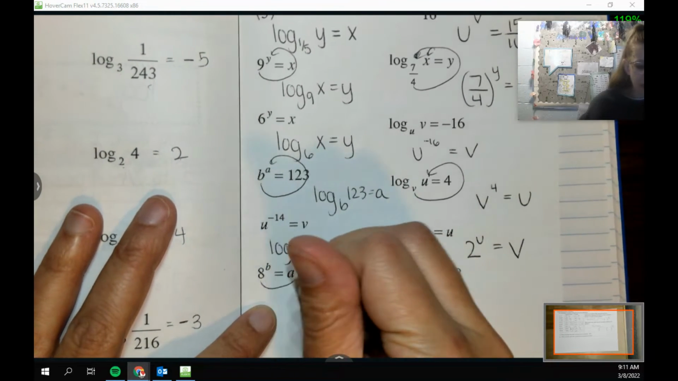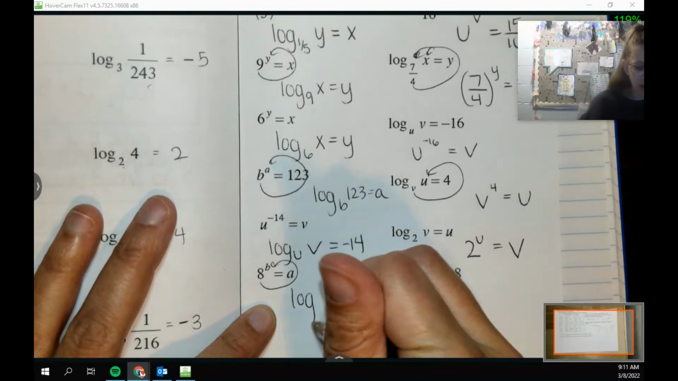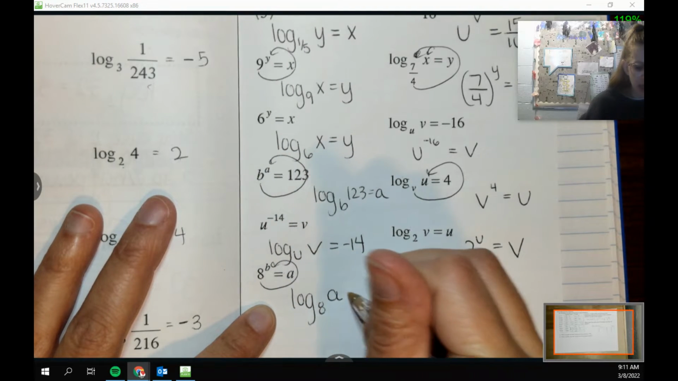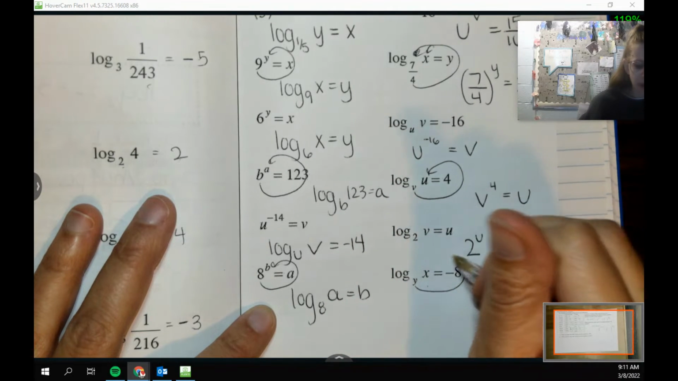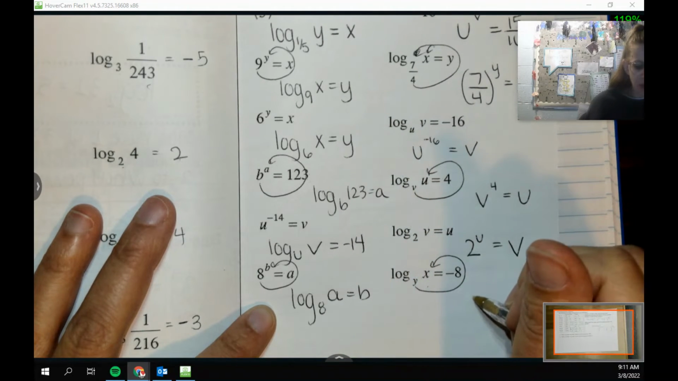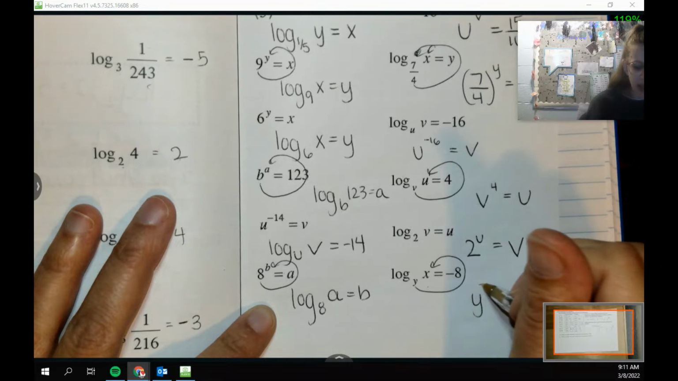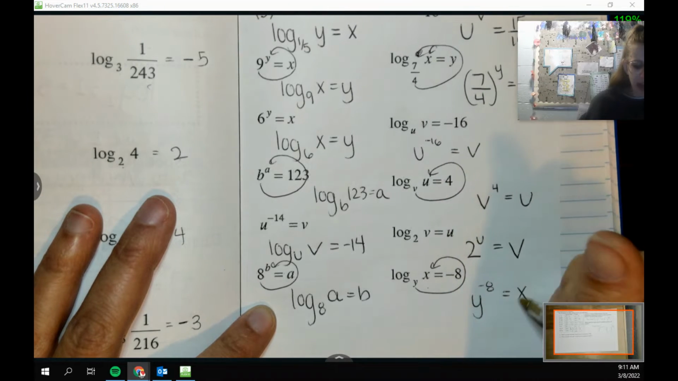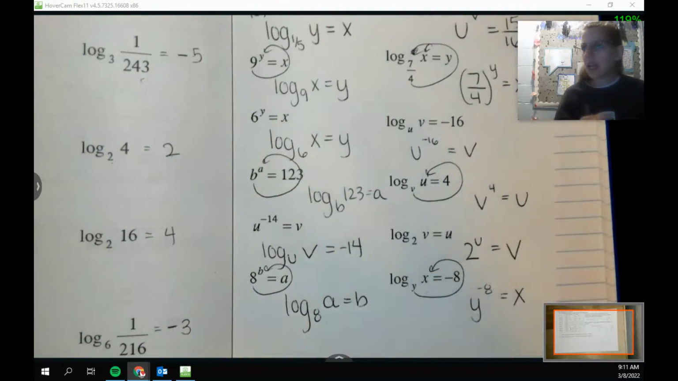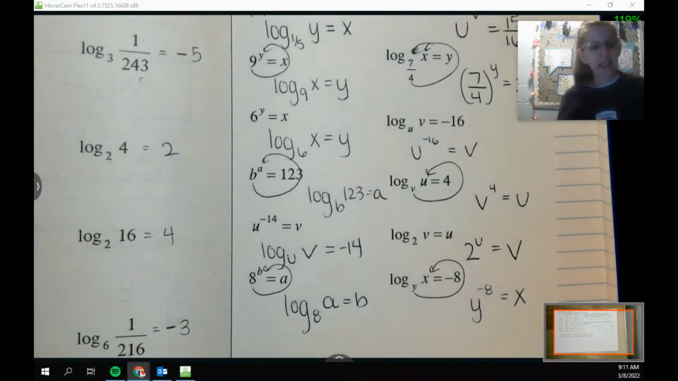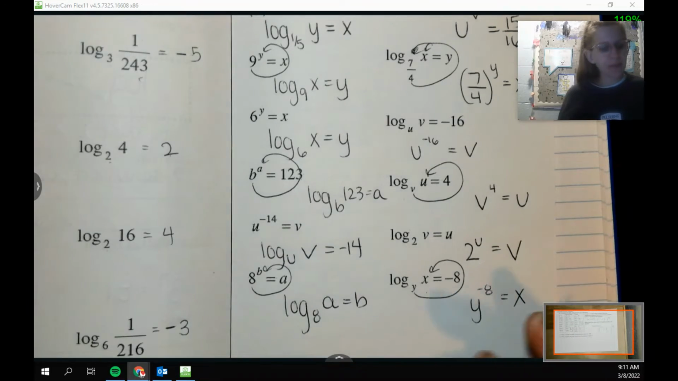Or if we try our loopy. So log base 8, a was next, b was last. Here we do our loopy. We are already a logarithm, so no logarithm this time. We're going to be y to the negative 8 equals x. Okay, so we're just rewriting, so we know how to go back and forth between the forms, because seeing it as an exponent is sometimes helpful.